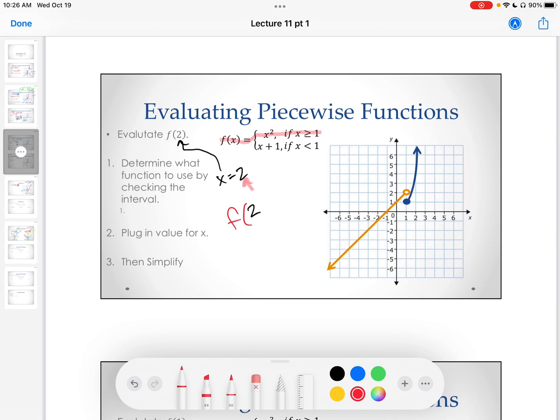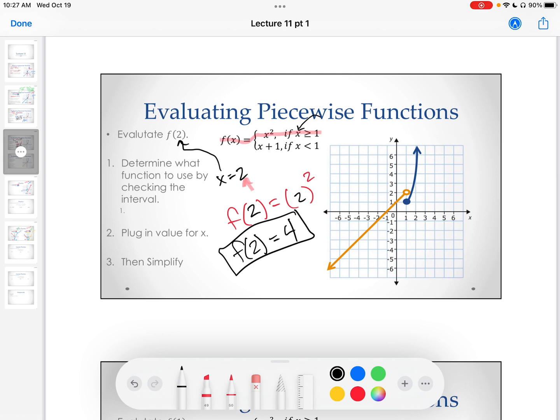Notice I'm using my red function here, and that equals x squared. So what is our x? Well, our x is 2, and I'm using my red function because your x is greater than 1. So we get f of 2 equals 2 squared, which is 4. So there's your answer there.